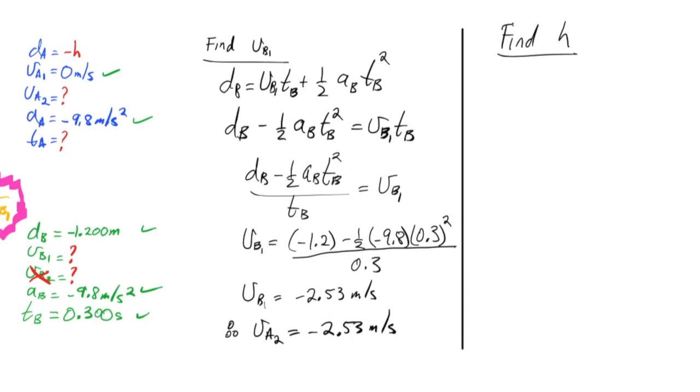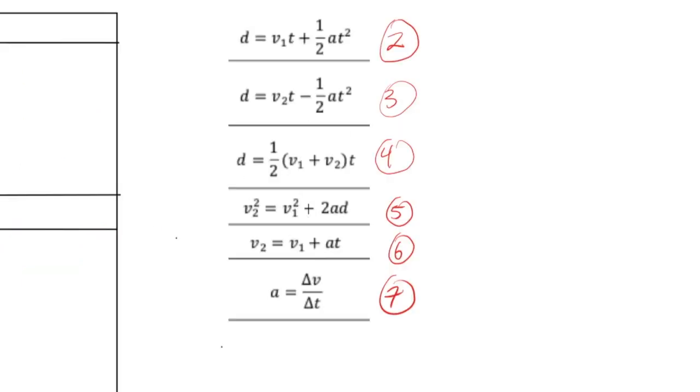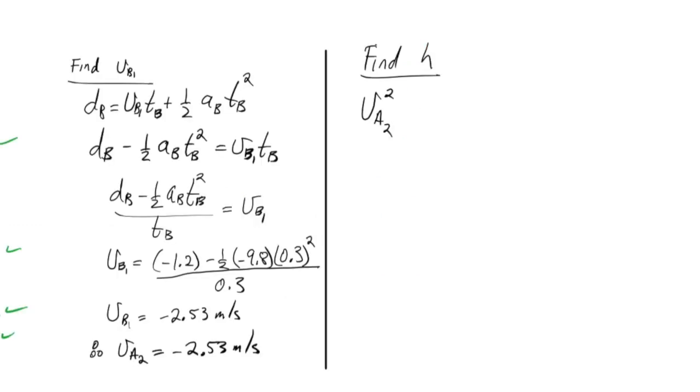And now we can find H because we now have our VA2. And of course, I put the amber check mark because it's sus, but it's what we have. All right, so that eliminates the time for section A. So now we look at the one formula that doesn't have time in it, and the only formula is equation number 5. So VA2 squared is equal to VA1 squared plus 2 AA dA.